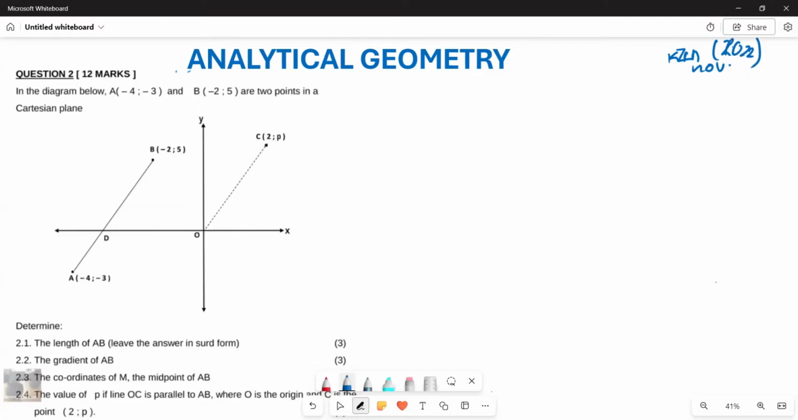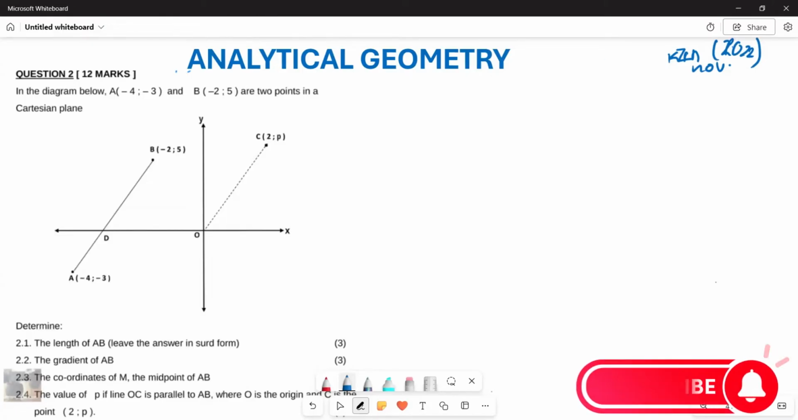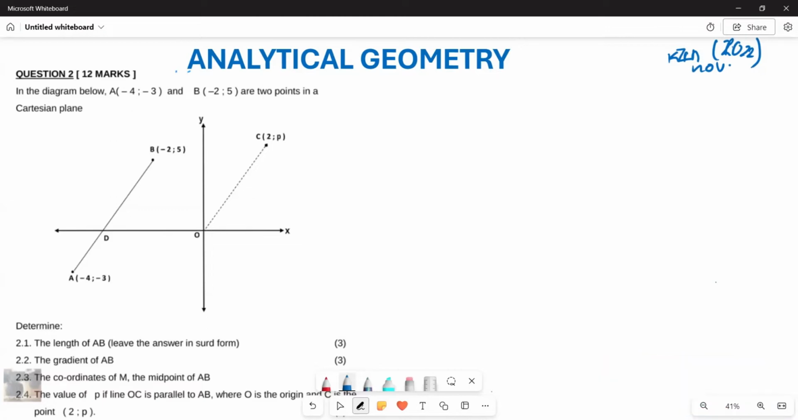Now, the first question was: in the diagram below, A is (-4; -3) and B is (-2; 5), two points in the Cartesian plane. The first thing they require us to do here is to find the length of AB. So in order for us to find the length, we are going to start here, for the length of AB.